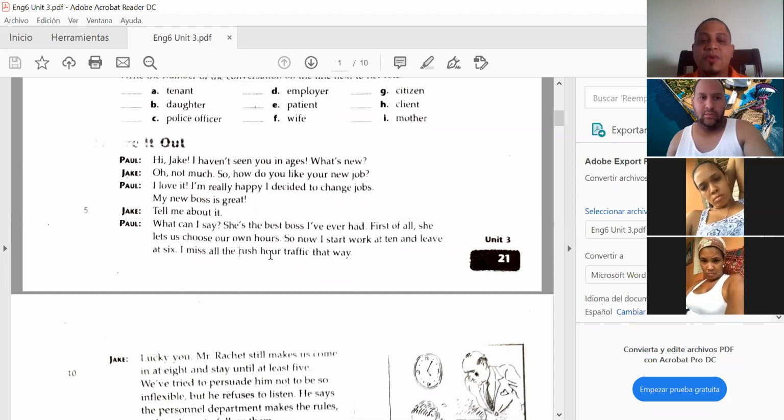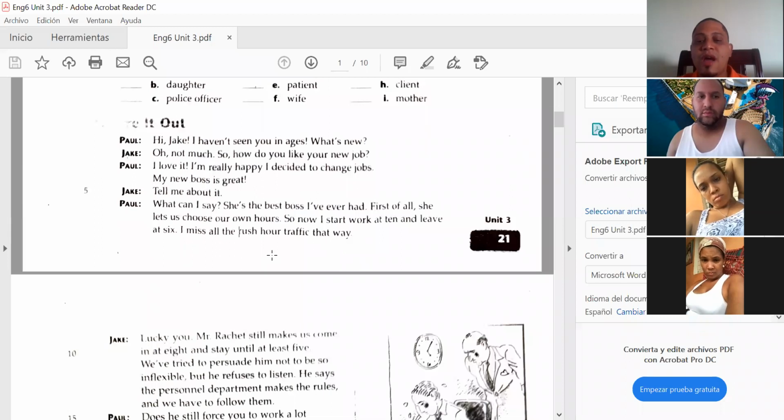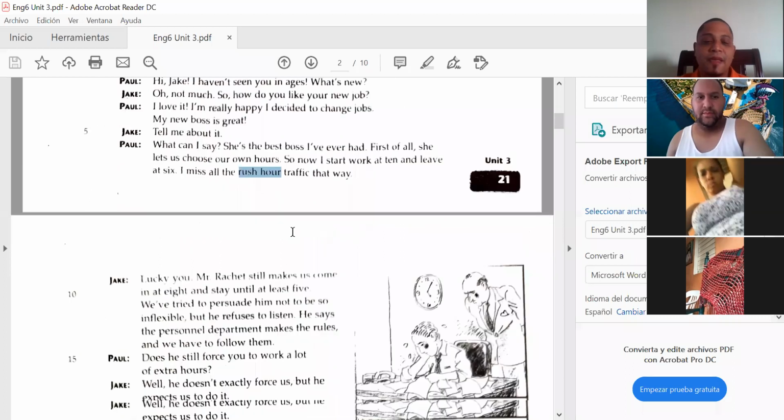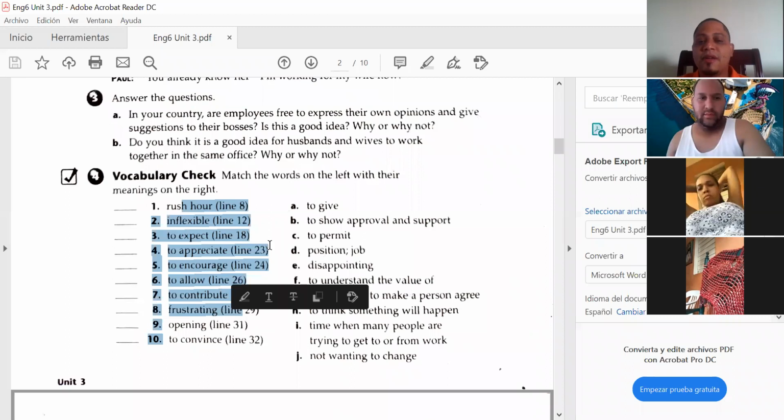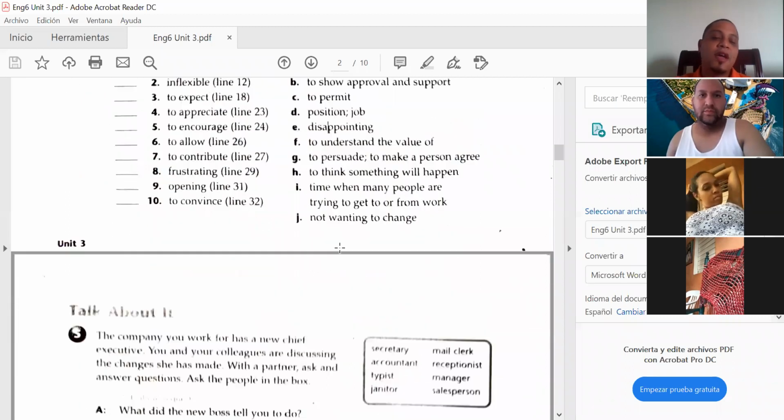So you will have to discover what rush hour means. You guys know what rush is. When you're rushing, when you're fast. So rush hour basically is a time that is very hectic. It's a time that maybe there are a lot of people on the street, many cars or things like that. So that's what it means. And then you continue looking for the answers, right? So then we go on.